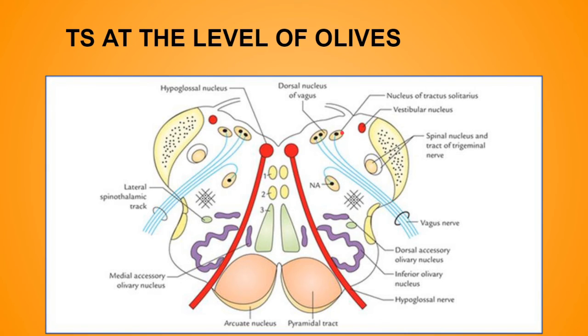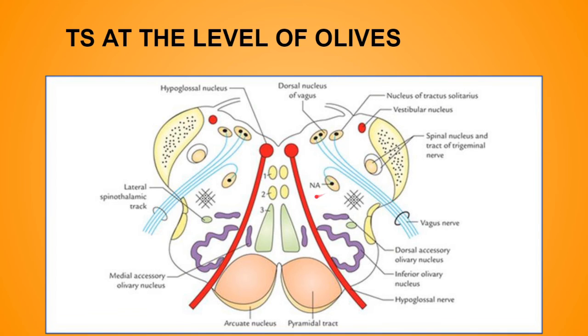Now next is the nucleus of the tractus solitarius. Now this nucleus of the tractus solitarius lies ventral to the vestibular nucleus. Now next is the nucleus ambiguus. Now this is the nucleus ambiguus, and this basically lies deep within the reticular formation. This is the reticular formation, so it lies deep to the reticular formation and gives origin to the motor fibers of the 9th, 10th and 11th cranial nerves.